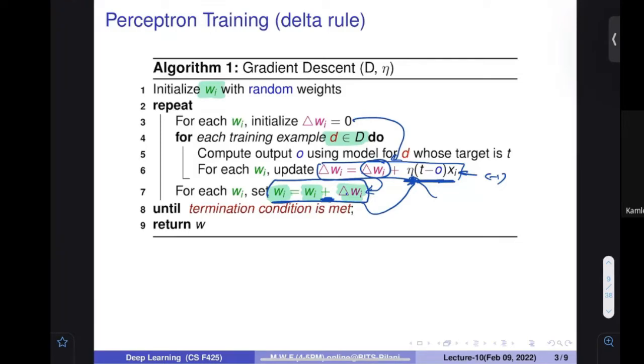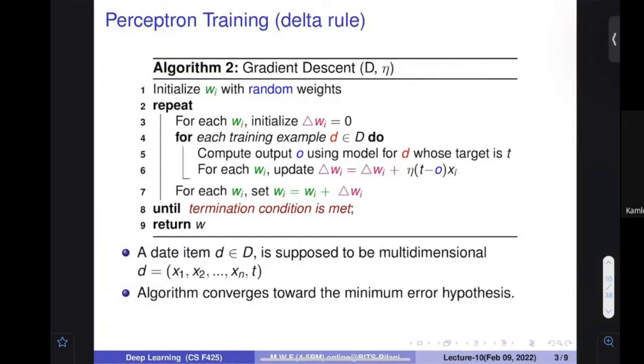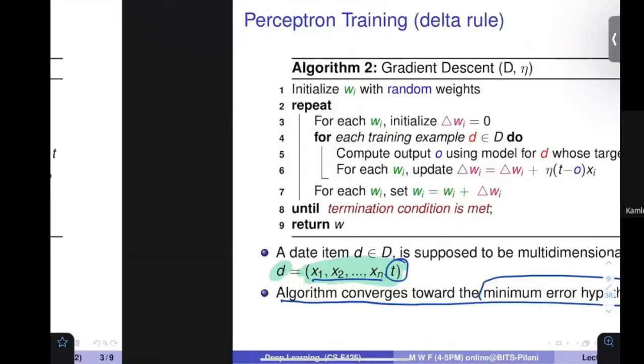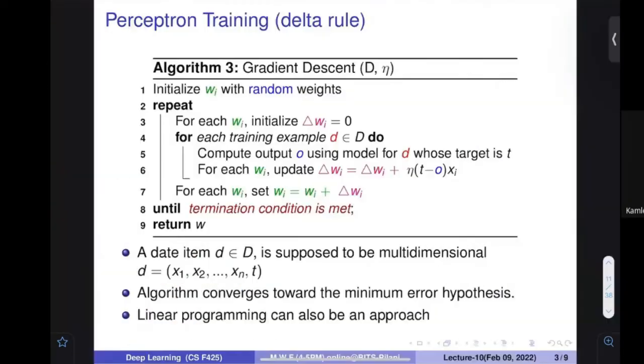So this is what the formula is, gradient descent. This is how you apply gradient descent to the system. We have done a new formulation of the problem, and this is called the delta rule. We know that the data is multidimensional, meaning there are different attributes x1, x2, and with every attribute a target value is also specified. This algorithm converges toward the minimum error hypothesis. This is guaranteed because we have seen that gradient descent has this kind of property.